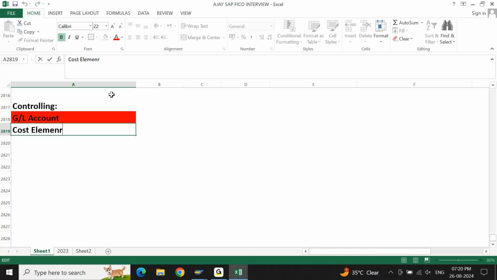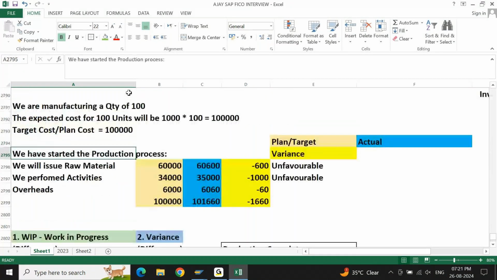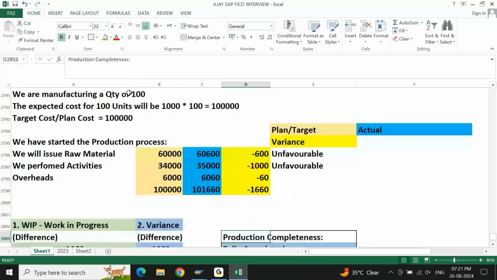Secondary cost element. Now, in case of everything, you need to understand where primary cost elements are getting accounted and where secondary cost elements are getting accounted. Meaning, you have various things here. Everywhere you're writing about the values here, right? You're talking about 60,000, 60,600 and all, and you're talking about variance and all. Where the system is going to use a primary cost element and where it is going to use a secondary cost element, slowly we need to understand, not at this moment.